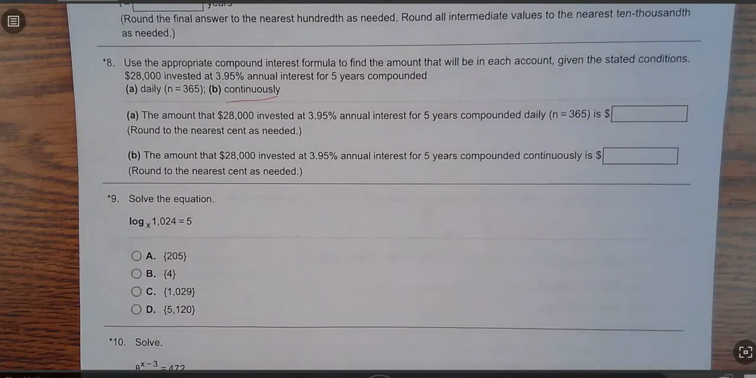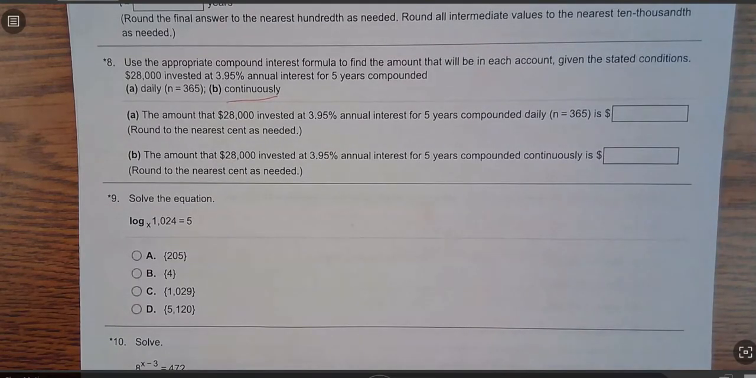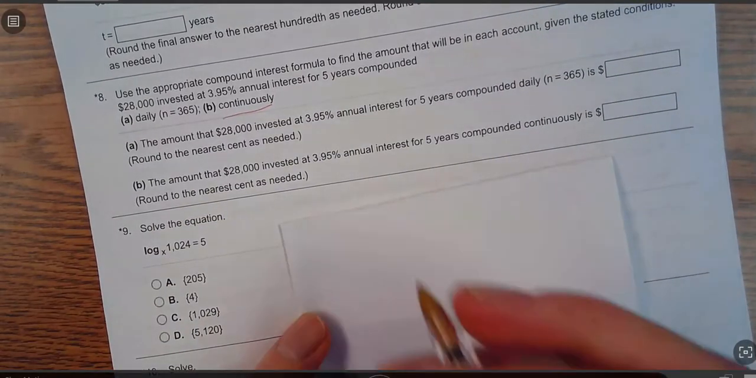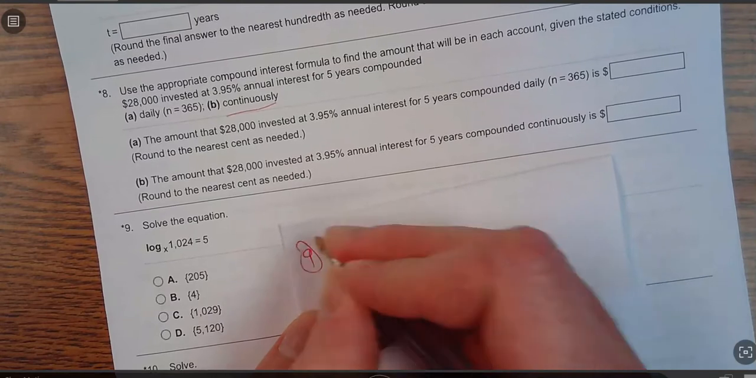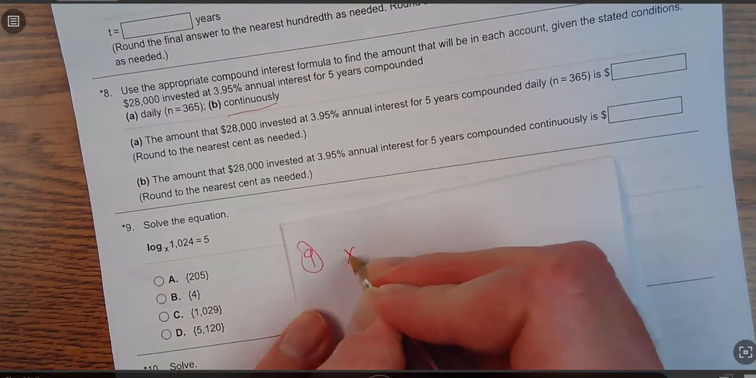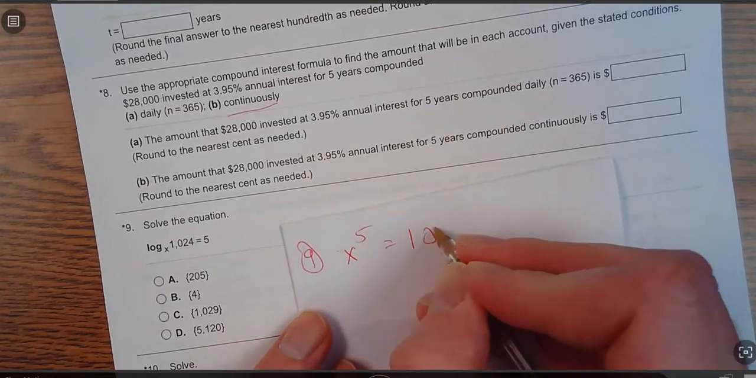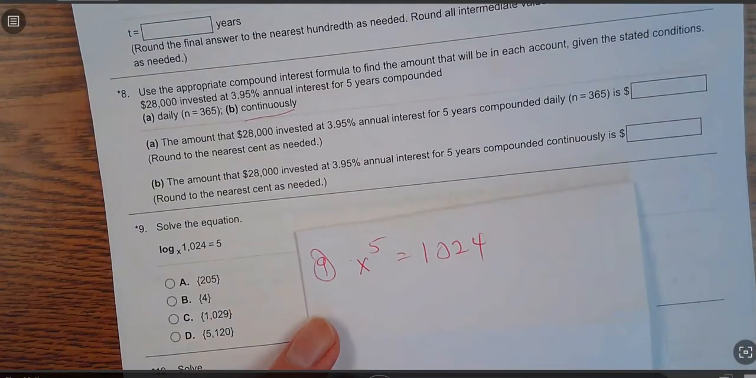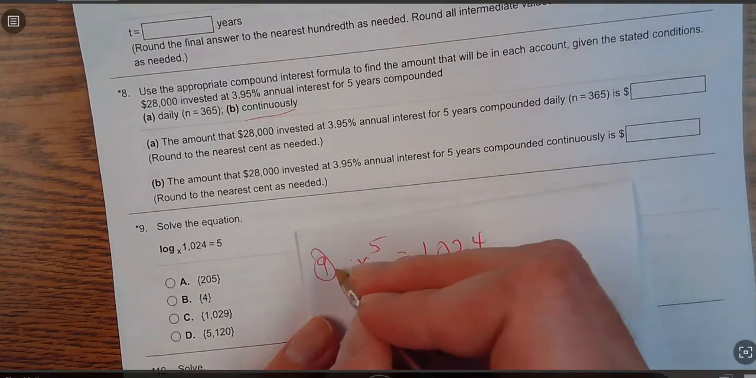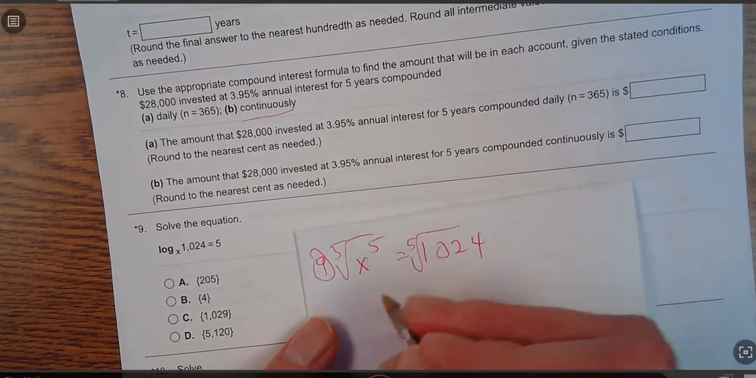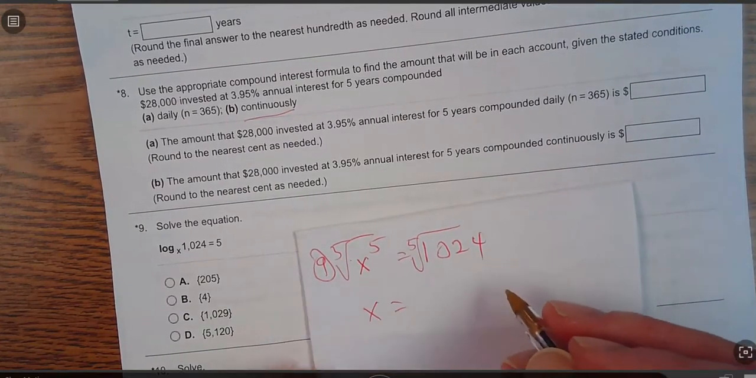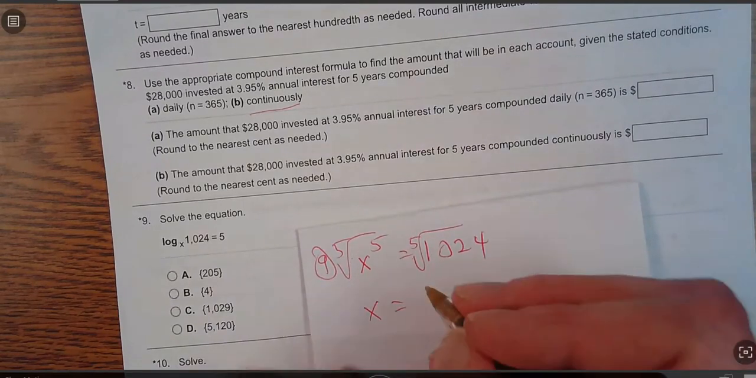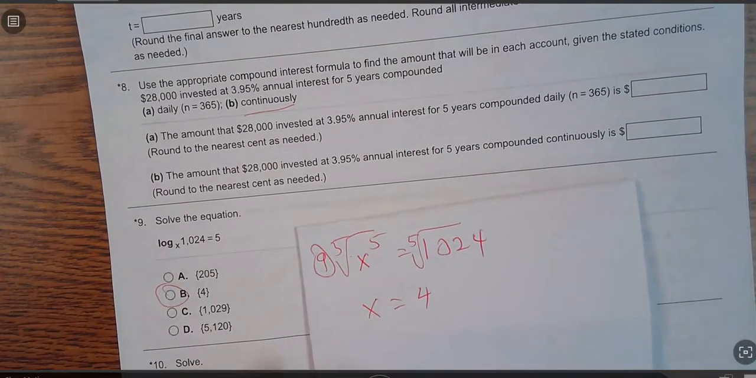Okay, now number 9. You need to solve this equation. So log base x of 1,024 equals 5. So the base is x, the exponent is 5, and that equals 1024. So what number to the 5th power equals 1,024? We could literally take the 5th root of both sides. So this would just be x, and then the 5th root of 1,024. So the 5th root of 1,024 is 4. So it'd be B.